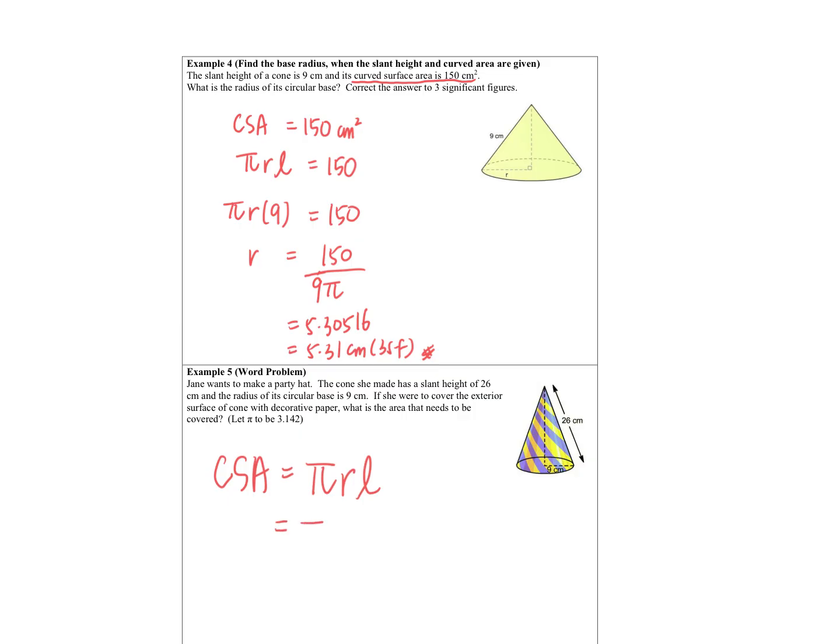They say let your pi be calculator pi or something else. So the pi, they say change it to 3.142. So we will use the value they say. Radius is 9 and then slant height is 26. So answer.